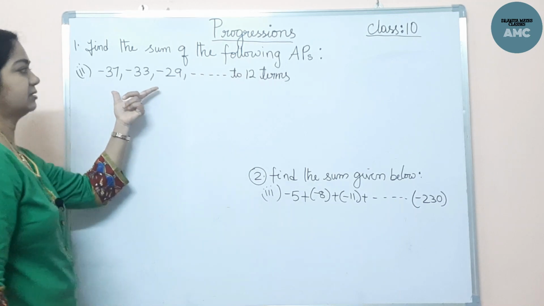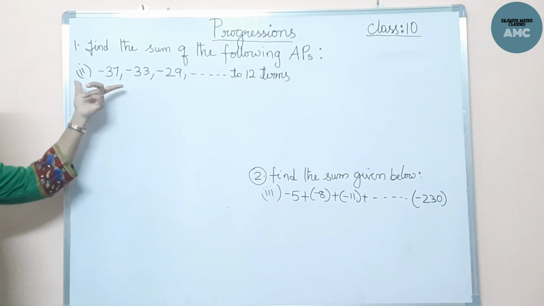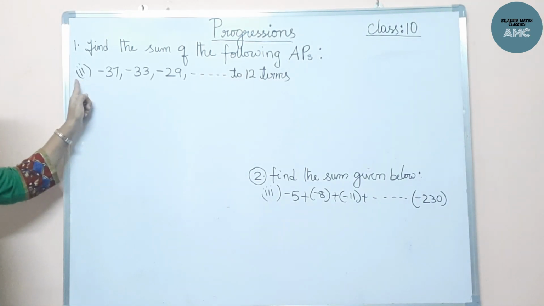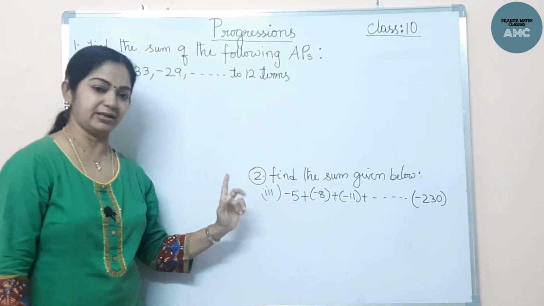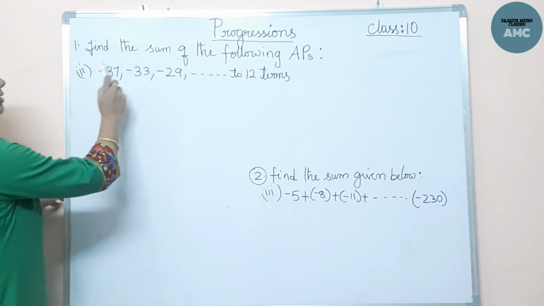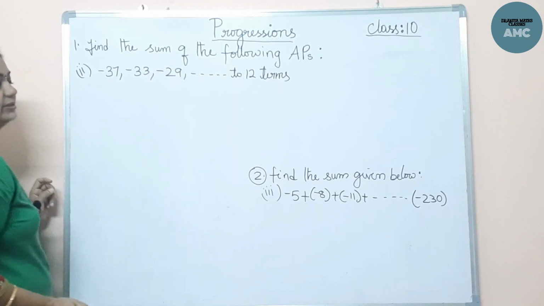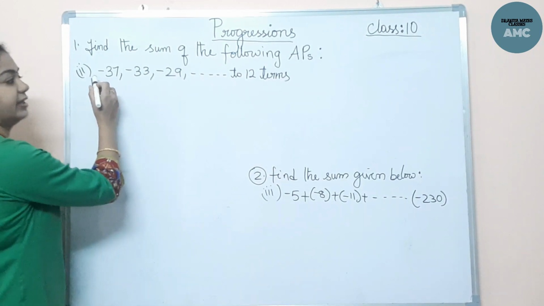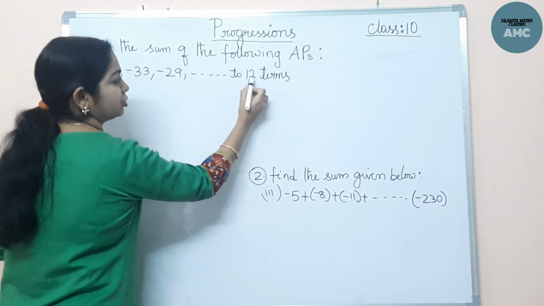This is exercise 6.3. The first problem I have noted down. In the first, the second bit, and in the second, the third bit I have noted down. Okay. Find the sum of the following APs. All these are in AP. We have to find their sum to 12 terms.